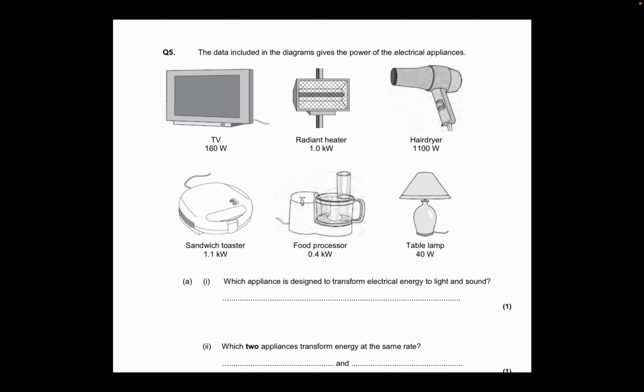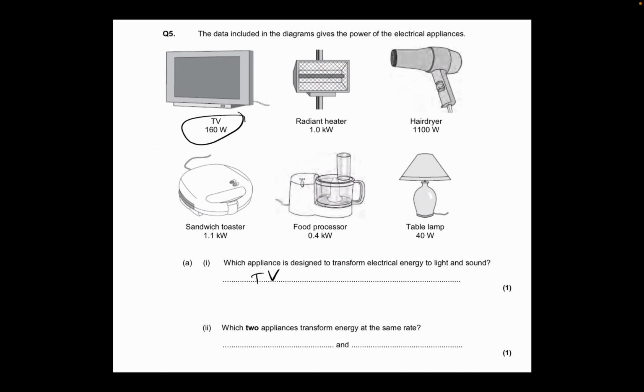Now you have to understand which appliance is designed to transform electric energy to light and sound. Everybody uses a TV, and a TV is an appliance where we watch physically and we hear sounds. So that seems to be the most reasonable choice. So it's going to be TV.